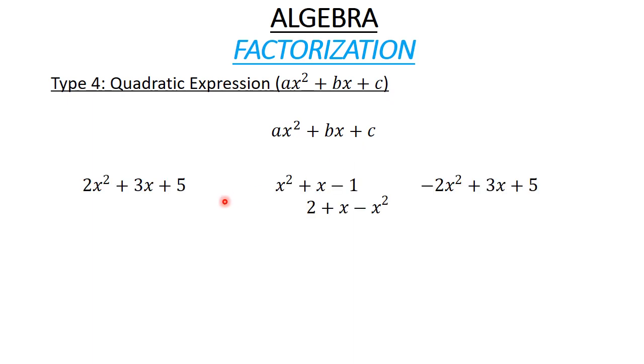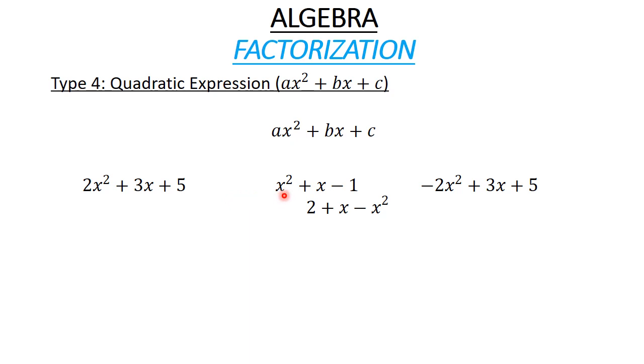So all these are quadratic expressions. Let's start with this one: 2x squared plus 3x plus 5. We can see that the first term has got x squared, the second term has got x, the third term doesn't have x. So this is a quadratic expression. As you can see, the letters a, b, and c represent numbers. They are called constants in mathematics.